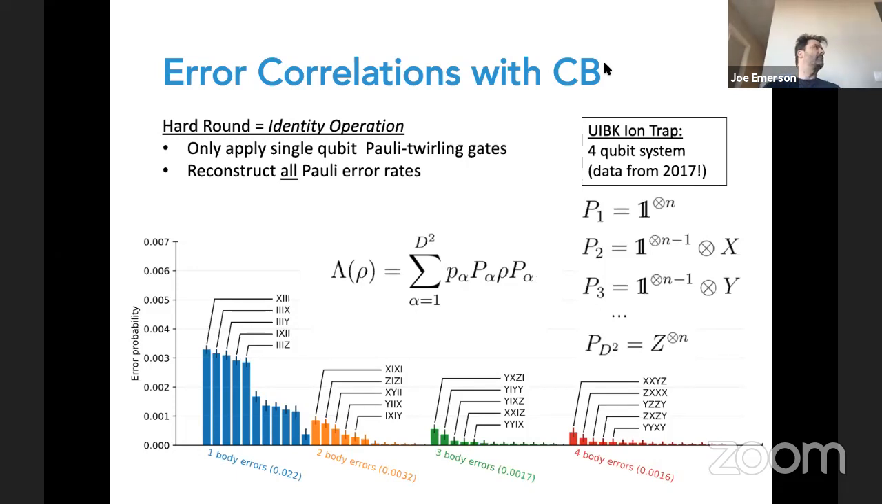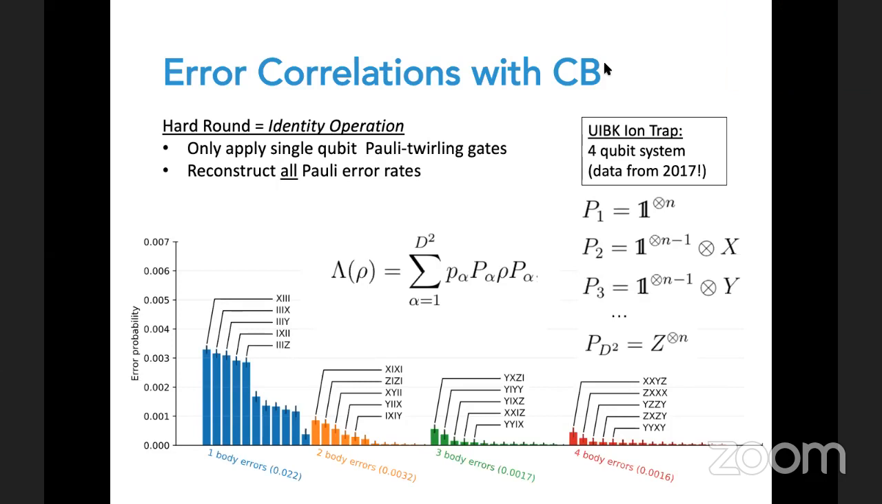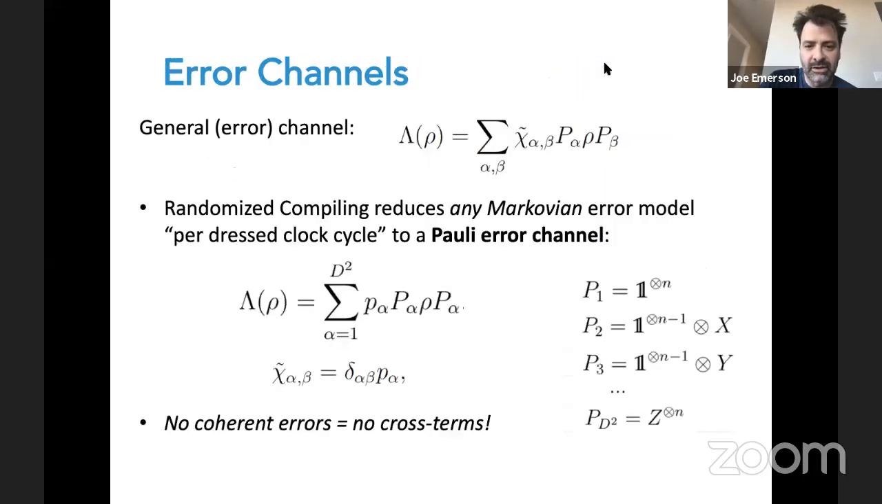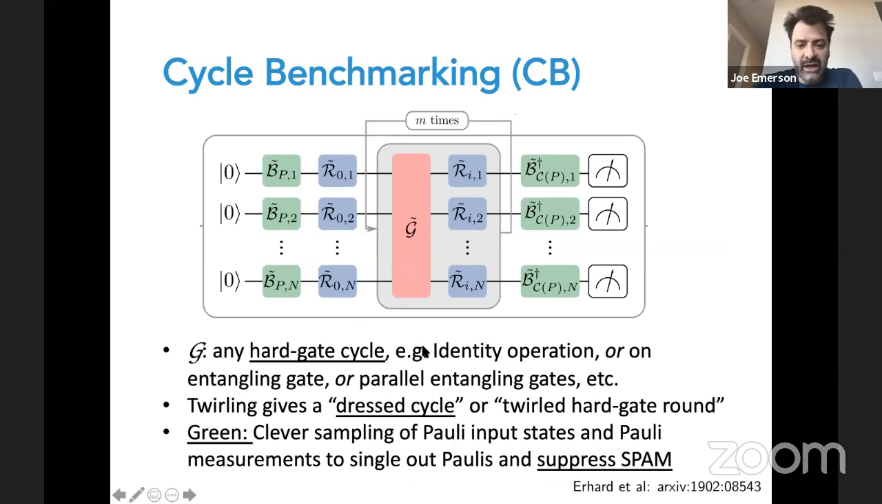Does that make sense? It sounds like you're saying the errors you're seeing here are actually produced by those single qubit Pauli twirling gates, not by the hard round itself. Sorry, let me be clear about the terminology. The errors you're seeing are the errors on a dressed hard round. If the hard round is identity, the dressed hard round includes these random Paulis. So you're actually seeing the errors just on the random Paulis. I probably didn't explain that super clearly. The errors you saw there were just on IID random Pauli gates on each qubit.